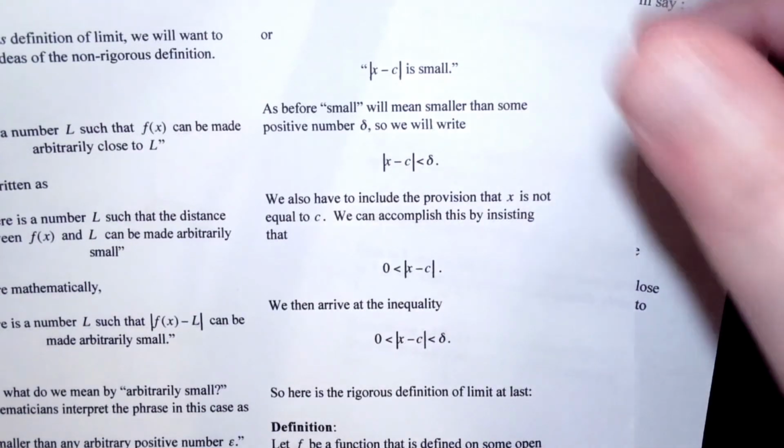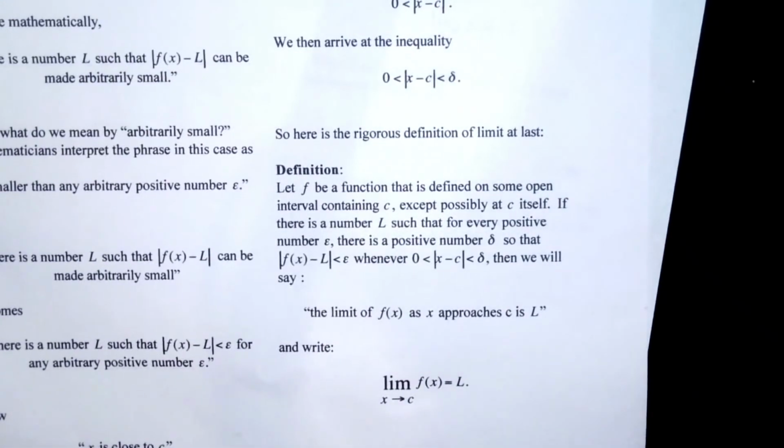Putting this all back together, we get the rigorous definition of limit. Here's our definition. Let f be a function that is defined on some open interval containing c, except possibly at c itself. If there is a number L such that for every positive number epsilon there is a positive number delta, so that the absolute value of f of x minus L is less than epsilon whenever 0 is less than the absolute value of x minus c is less than delta, then we will say that the limit of f of x as x approaches c is L.